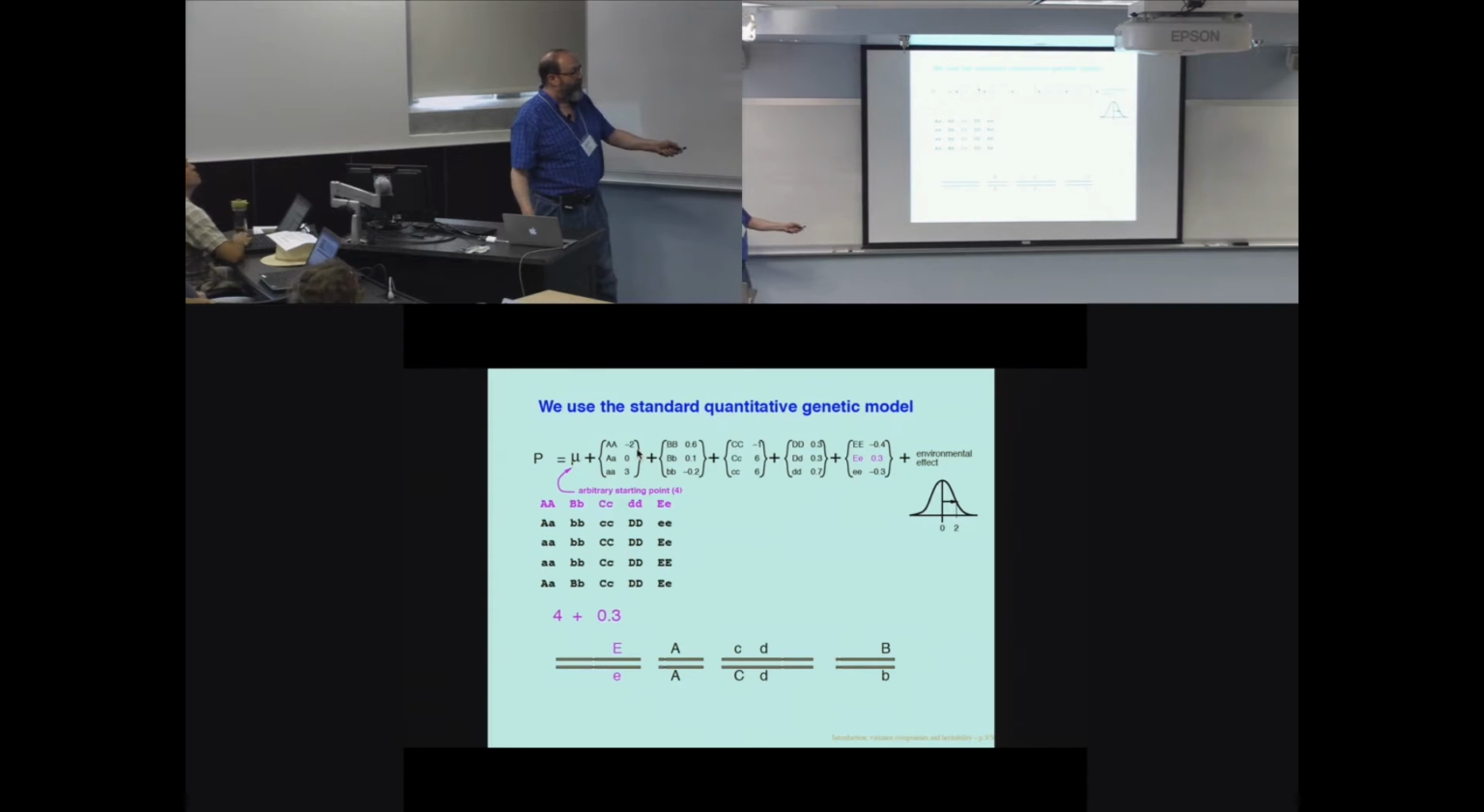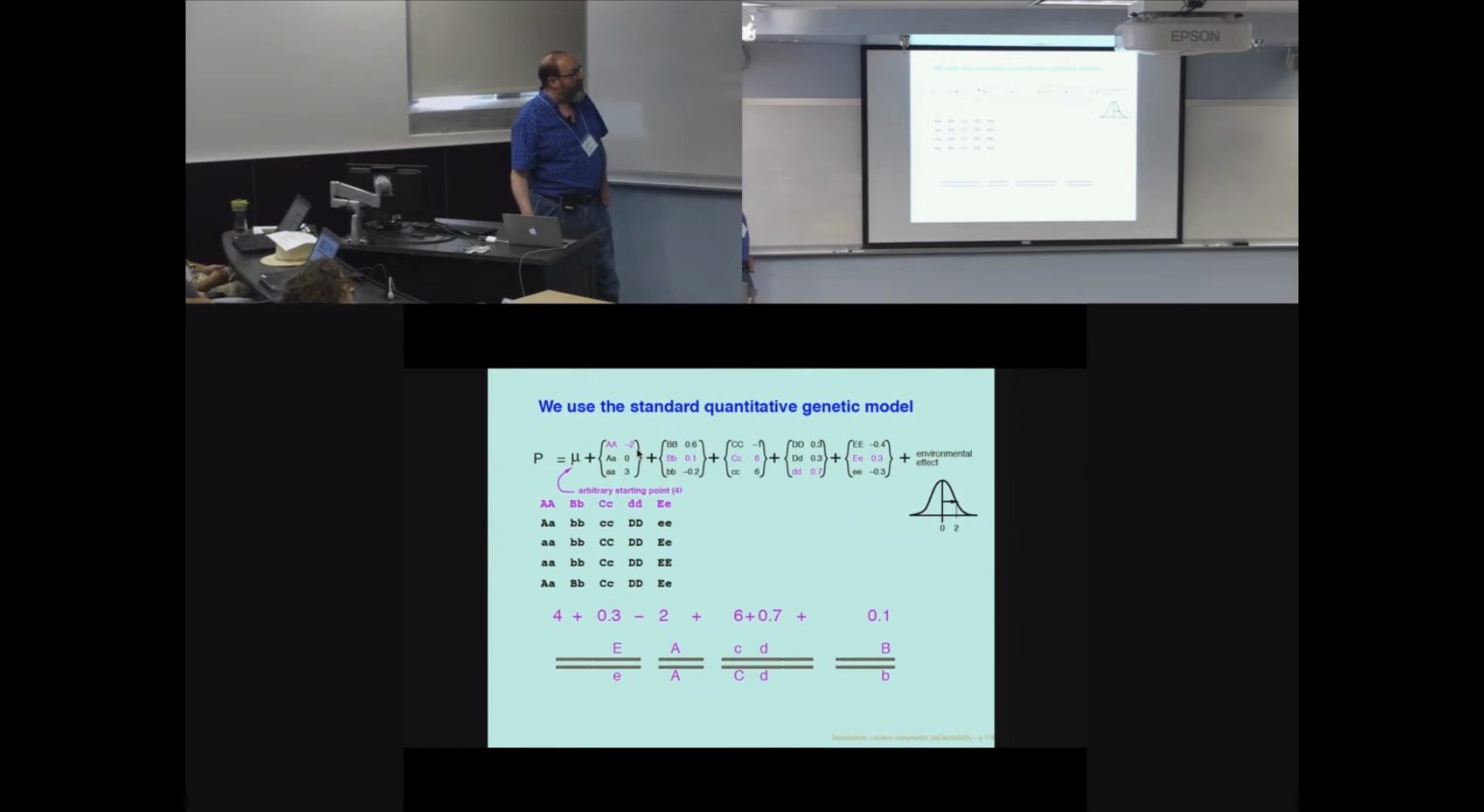So here's a heterozygote at the E locus. Over here you see that's going to add 0.3. Big A will subtract 2. Heterozygote at the C locus, plus 6. Homozygote at the D locus, little d, 0.7. And finally, heterozygote at the B locus. So you see we've selected contributions from each of the genes here.